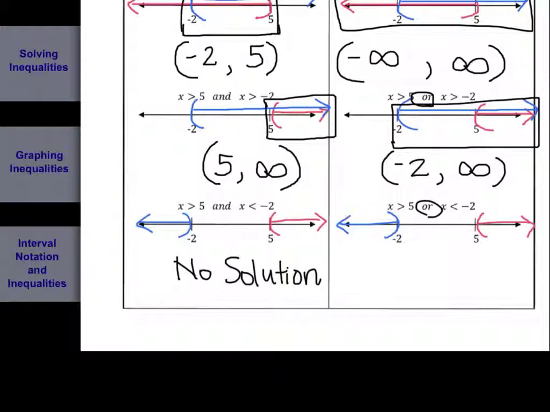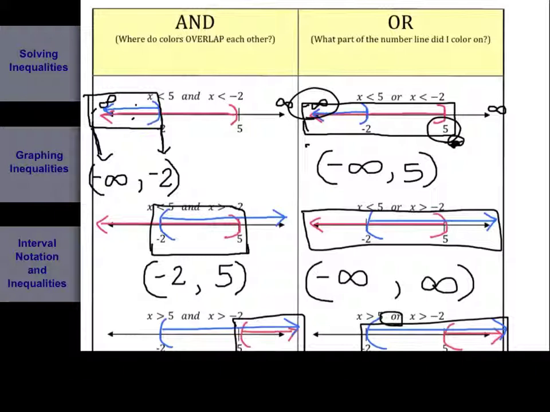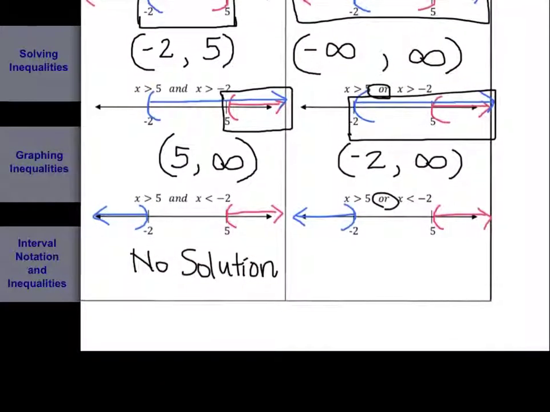This one says "or." What does "or" tell us to ask ourselves? What part of the number line did I color on? So come back down here. What part of this number line has color on it? Well, common sense answer says I colored here, but then I didn't color here, but then I colored here again. So I kind of colored in two separate spaces, didn't I? I colored here, and then I came over here and colored here.